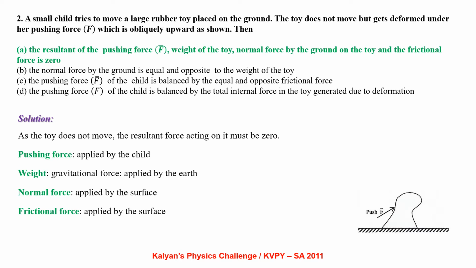As the toy does not move, the resultant force acting on it must be 0. The pushing force is applied by the child, the weight, that is the gravitational force applied by the earth, the normal force applied by the surface, and the frictional force also applied by the surface. The resultant of all these forces should be 0 as there is no effective displacement of the body.